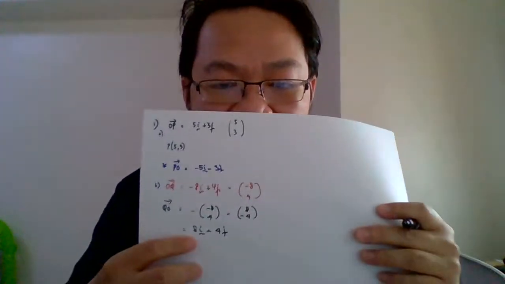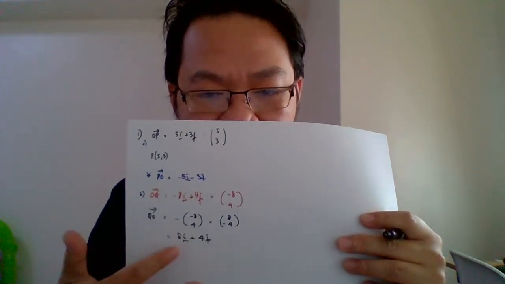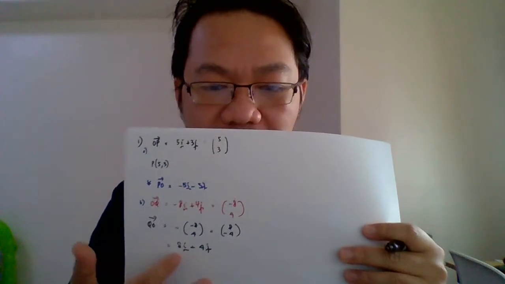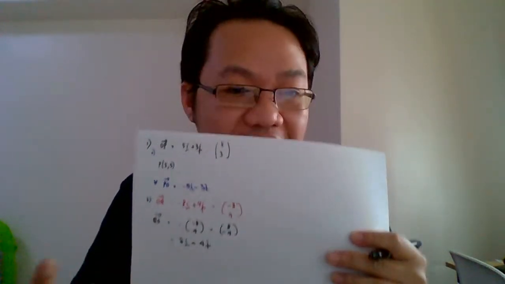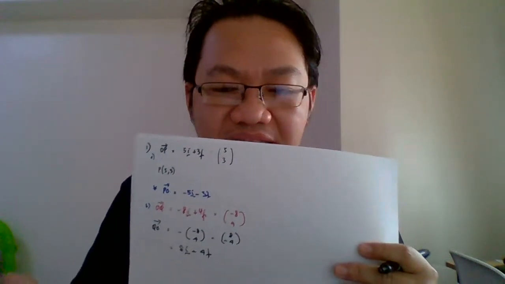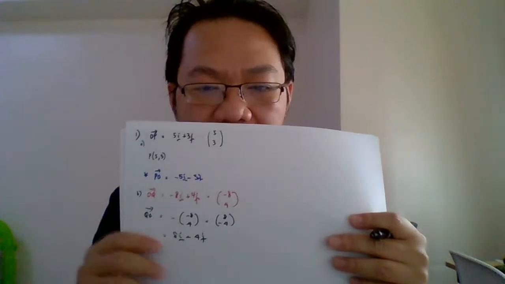Okay, don't forget the hat. The hat is very important. I and j have a hat on top of the letter because this hat represents the unit vector. Without the hat, i and j are just letters. It's not a vector. So please be careful. Okay, that's all for number 1.